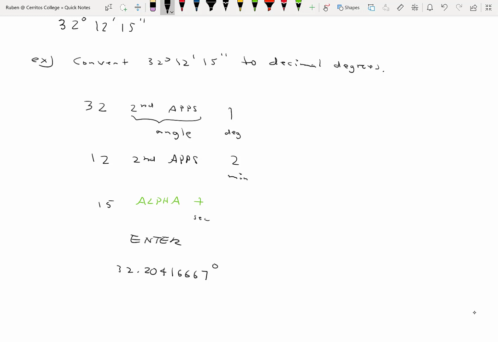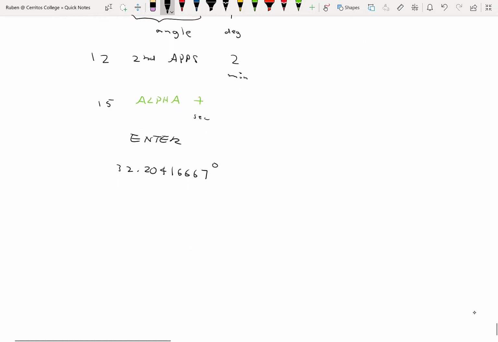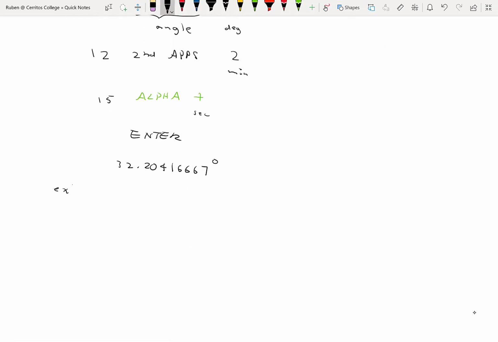Okay. Now, suppose we want to go the other way. Suppose we want, for example, to convert from decimal degrees to DMS notation.